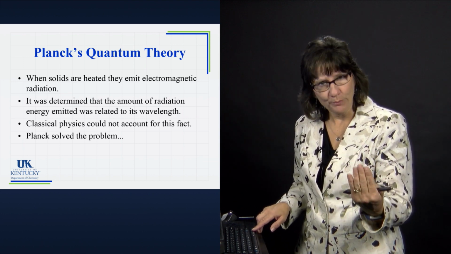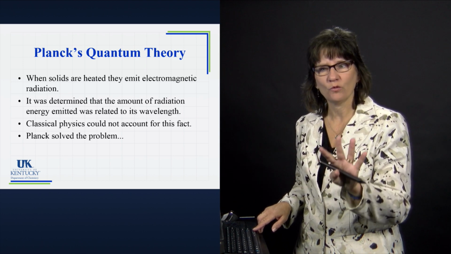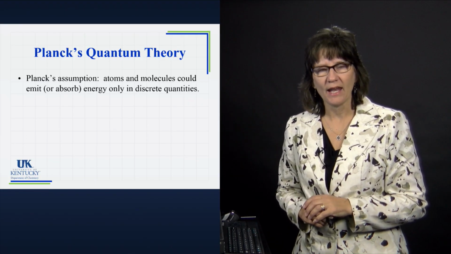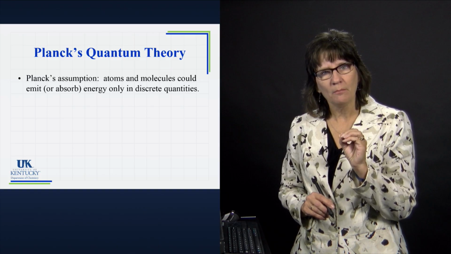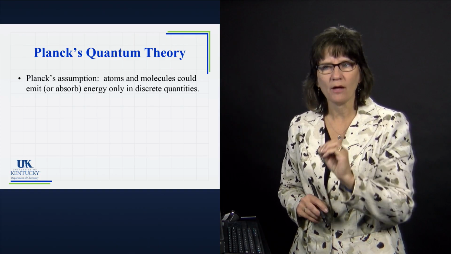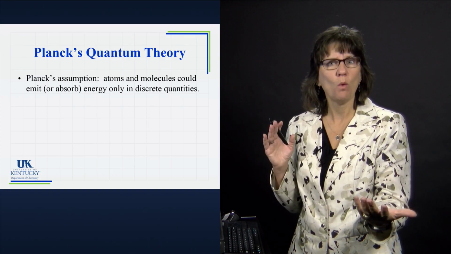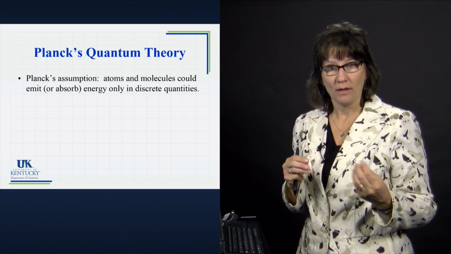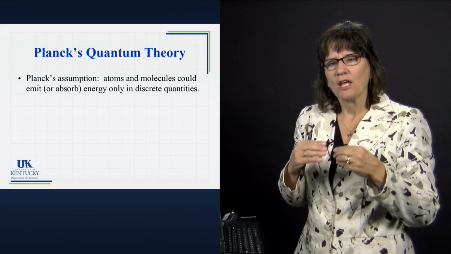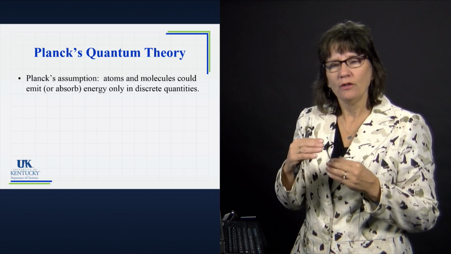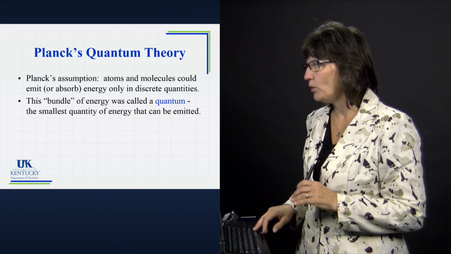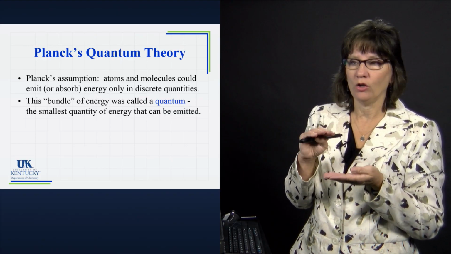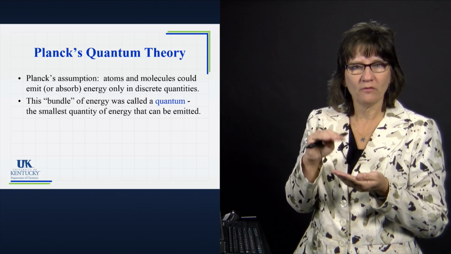To solve that problem, Planck proposed that atoms and molecules could only emit a discrete amount of energy. He didn't know why, but he said that's what's happening here. When it is glowing and emitting energy, it can only give off a certain amount of energy, and it could only give off multiples of that energy. He called these little energy bundles a quantum of energy.